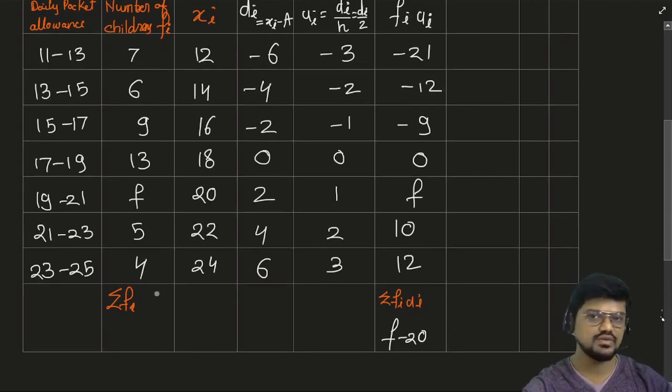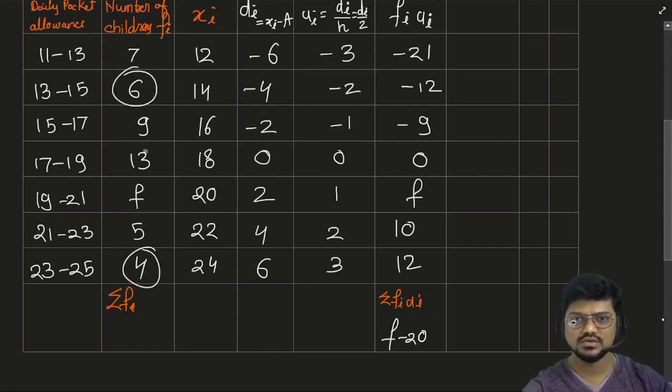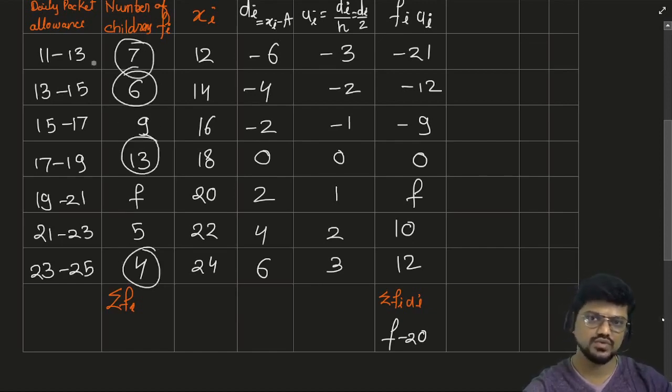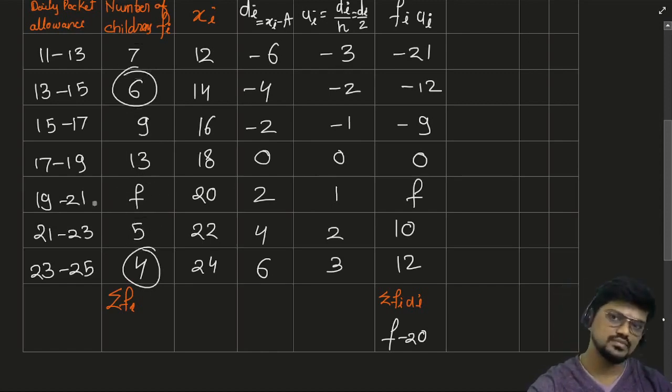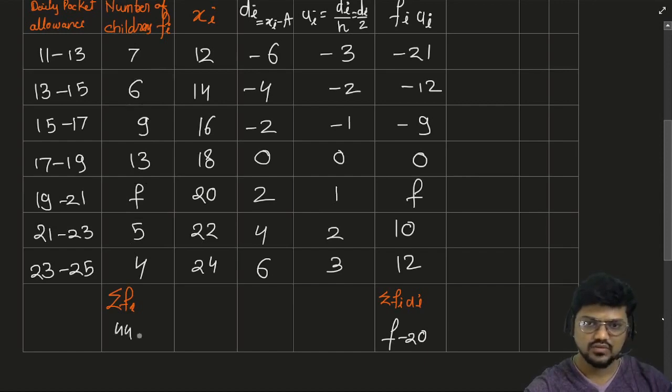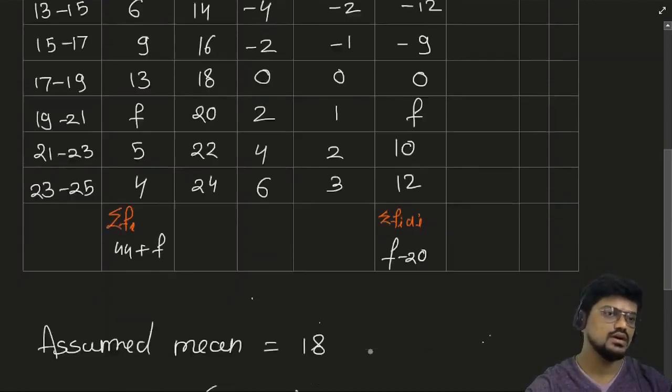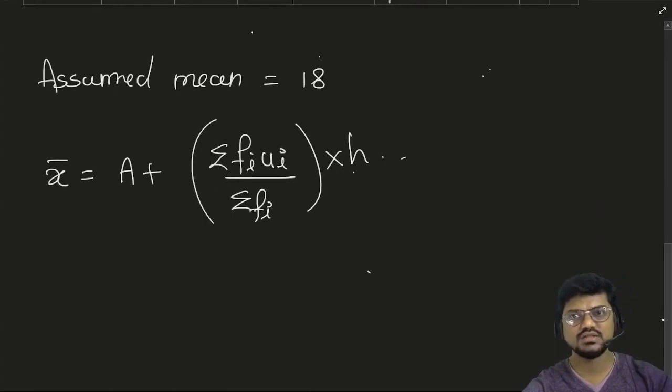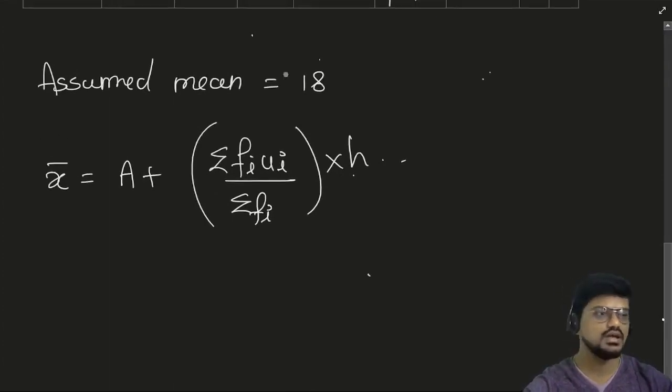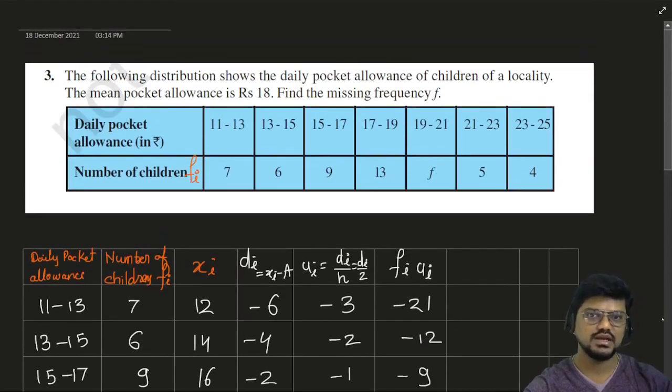Now let's add summation of fi also. So this plus this is 10, then this plus this is 20. So we got 30, 39, and 39 plus 5 is how much? 44, and f, so 44 plus f. That's what your summation of fi is. Now let's find the mean. The mean is already given in the question. That's how much? 18.